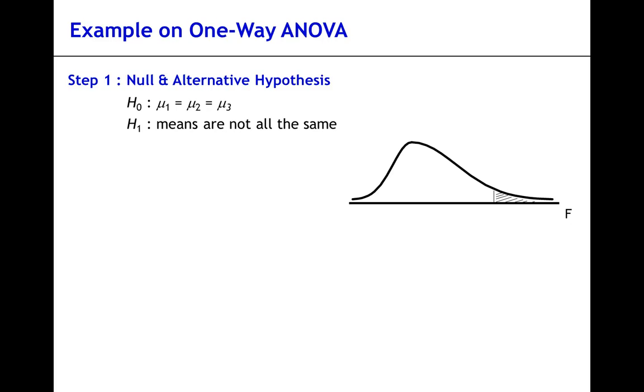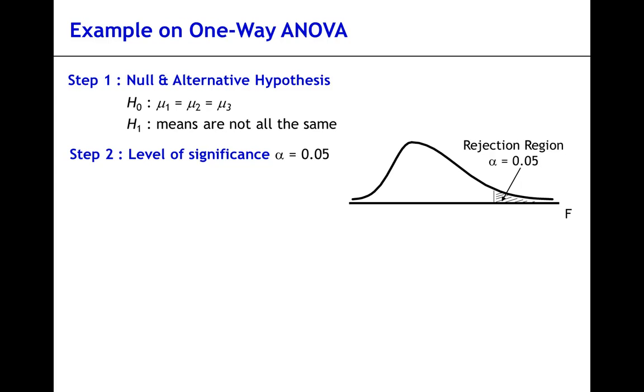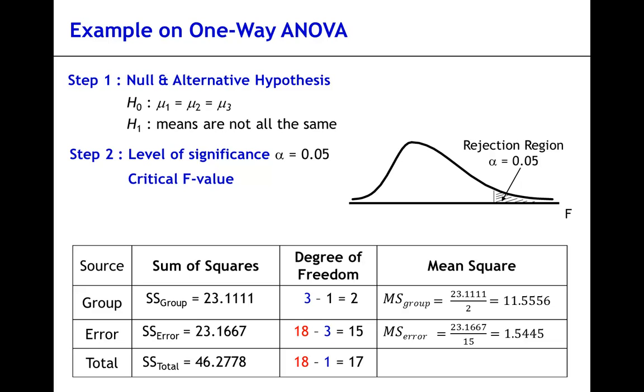In our earlier example, alpha is equal to 0.05, and this is the right tail rejection region. To get the critical value, we note from our summary table for ANOVA that the degrees of freedom for the numerator is 2, while the degrees of freedom for the denominator is 15. And hence, this value of F sub alpha with 2 degrees of freedom for the numerator and 15 degrees of freedom for the denominator is the number we need to find from the F distribution table.